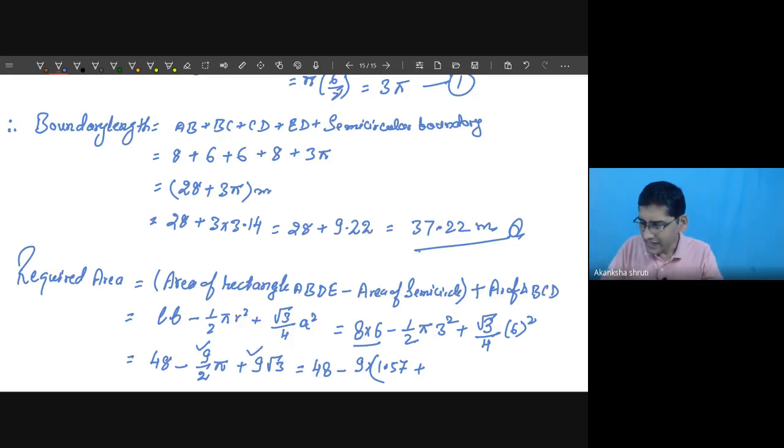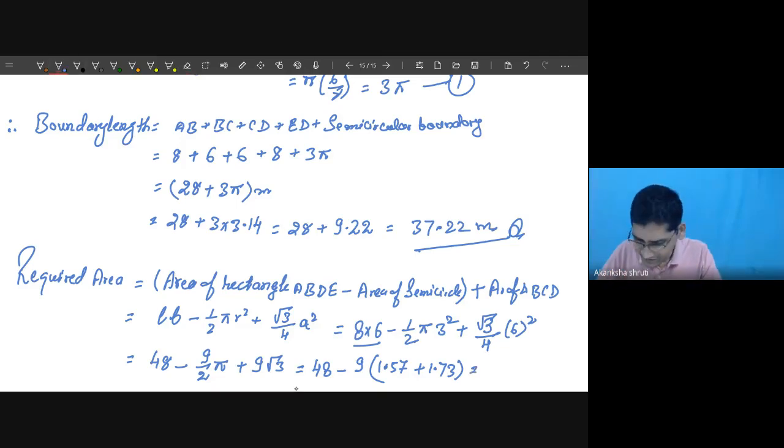So these are the things that you have to keep in mind. 1.73. So calculations are not very lengthy, but if you are substituting pi separately and the root value separately, then more time is lost. That's why I'm doing these very simple calculations, to make you understand how to do. So please do like this.